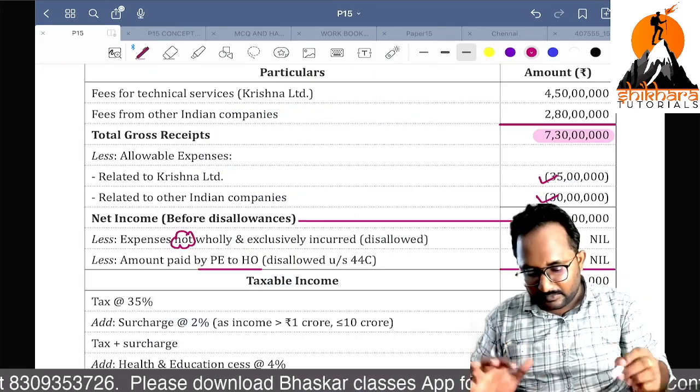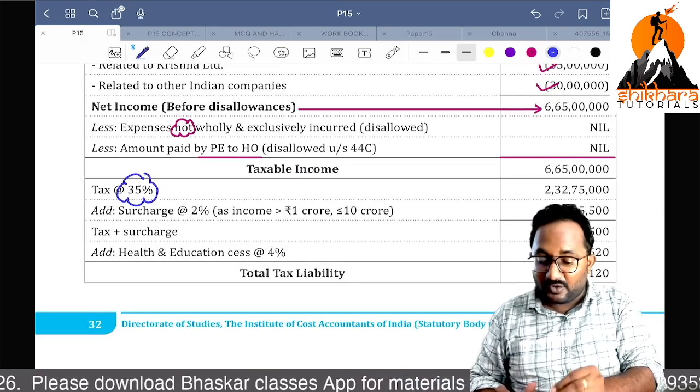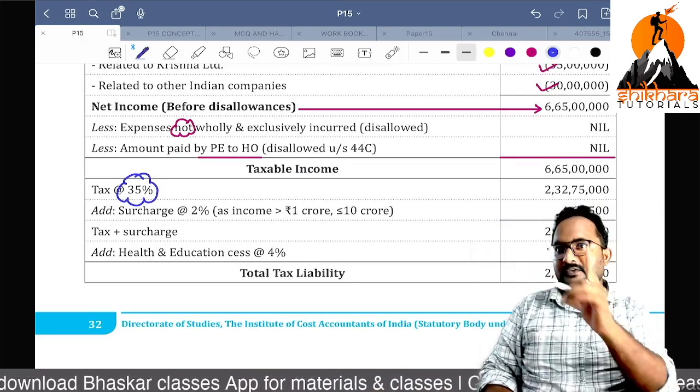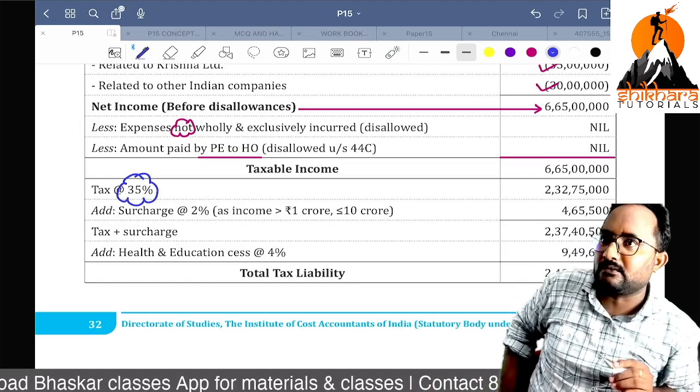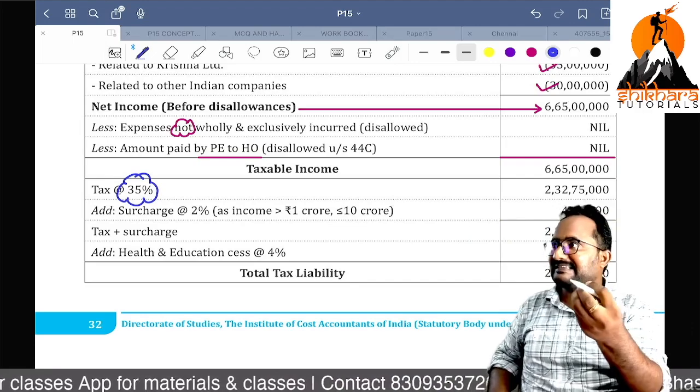Now remember, what is the tax liability, ma, for a foreign company? 35%. If you write 40%, you will get 0 marks in the exam. In MCQs also, they will allocate 0 marks for you. Why? One most important amendment: the foreign company tax rate is amended to 35%.